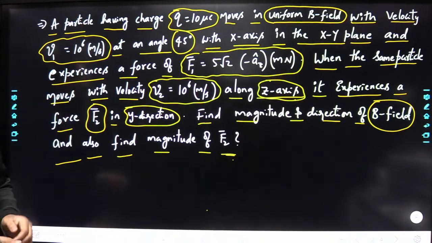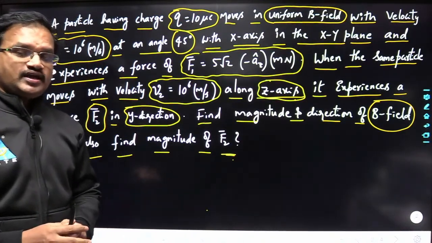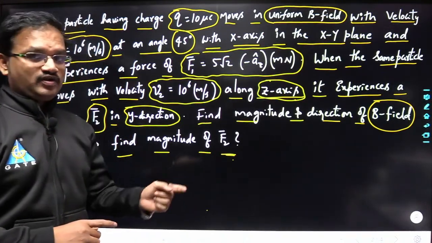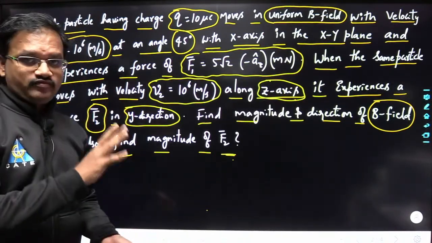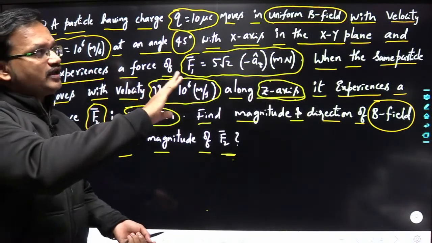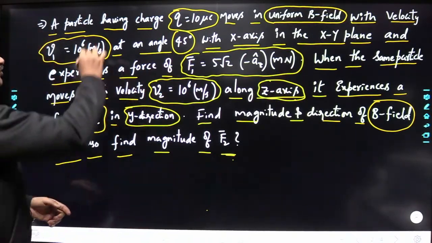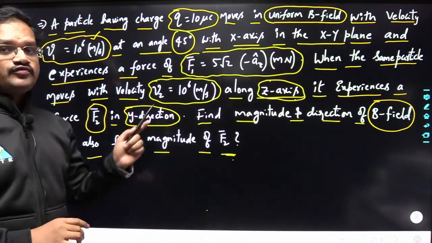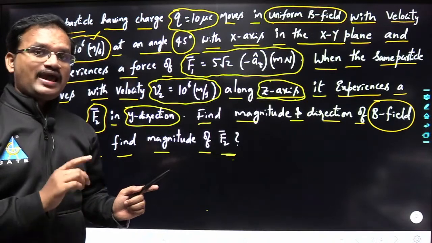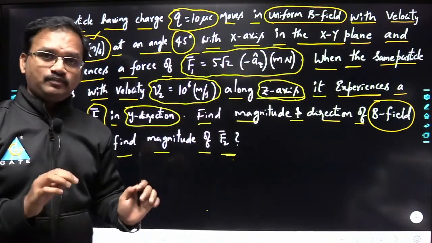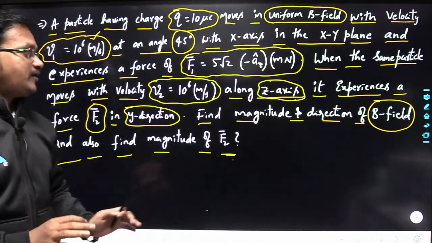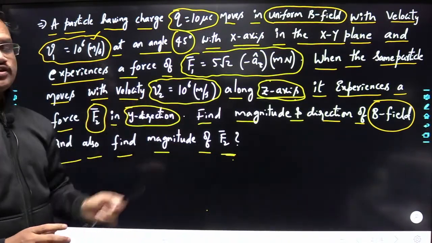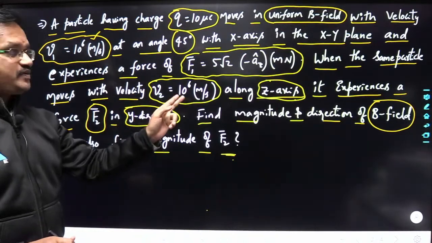So initially what they are saying here, a charge q is equal to 10 microcoulomb moves in a uniform B field. They have not mentioned anything about B field. Understood? So it is going to move in a uniform B field with velocity v1 is equal to 10 to the power of 6 meters per second at an angle 45 degrees with respect to x-axis. In which plane? XY plane. Okay, in XY plane. So in this case it is going to experience a force.